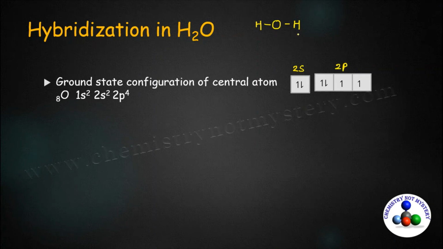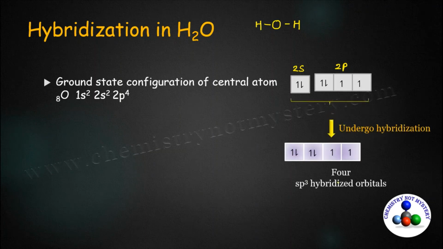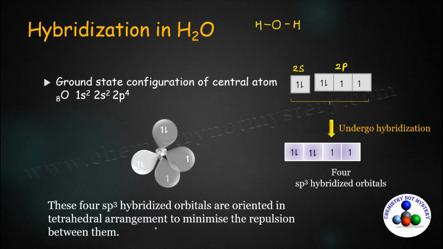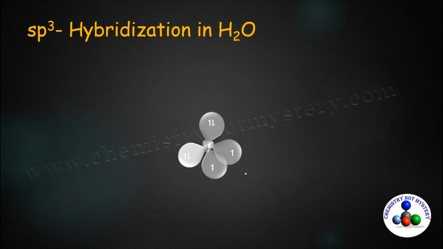For the formation of 2 sigma bonds with 2 hydrogens, oxygen will require 2 half-filled atomic orbitals, and it already has them. Now, when it undergoes hybridization, it cannot leave 2s or one of the 2p orbitals. So all these 4 atomic orbitals undergo hybridization and form 4 sp3 hybridized orbitals. These 4 sp3 hybridized orbitals arrange themselves in tetrahedral geometry to minimize the repulsion between them.